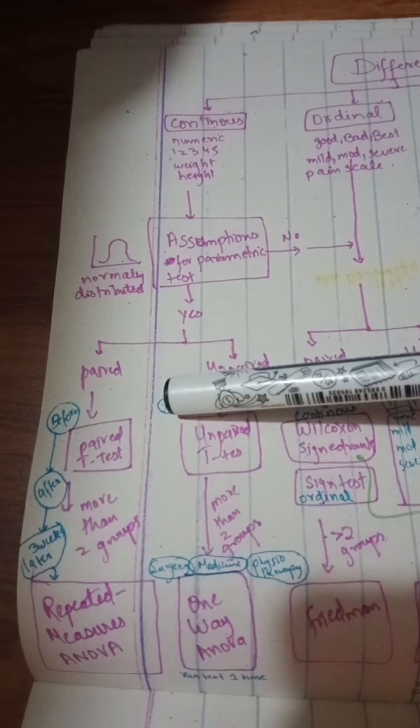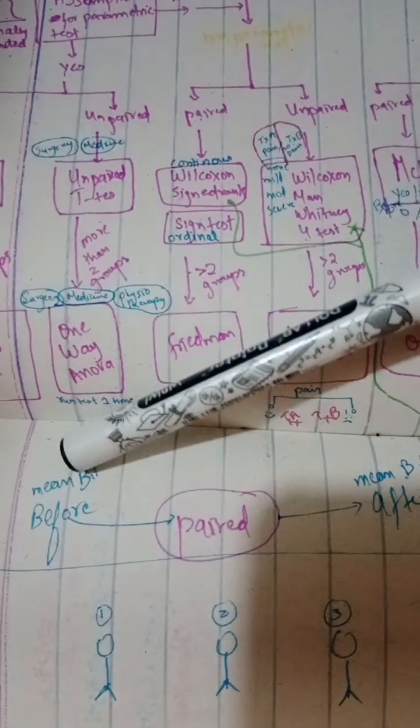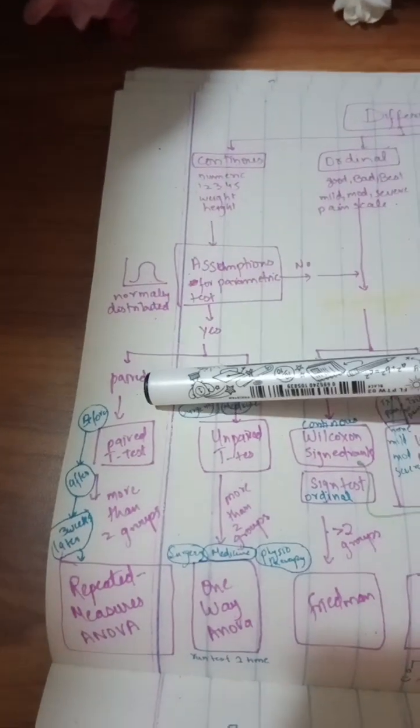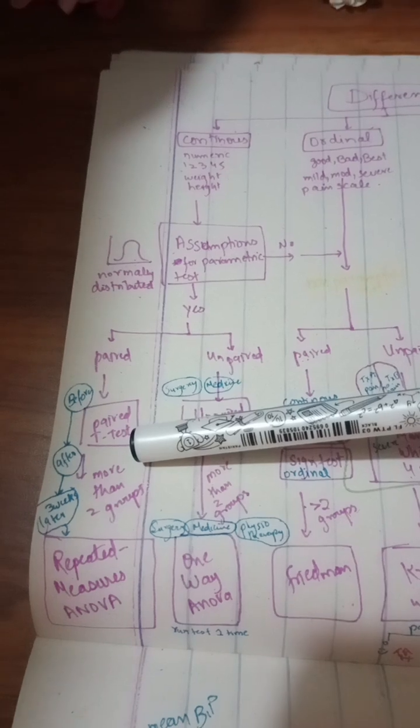If this is paired, it means we are doing before and after on the same particular group, for example mean blood pressure before and mean blood pressure after. So if the data is paired, then we are going to use paired t-test.